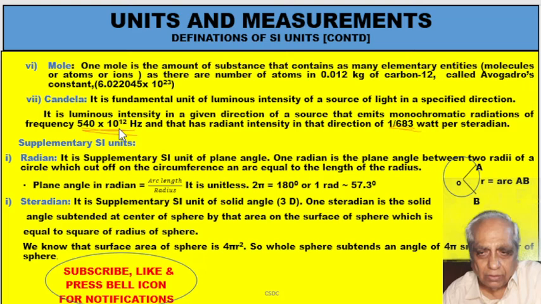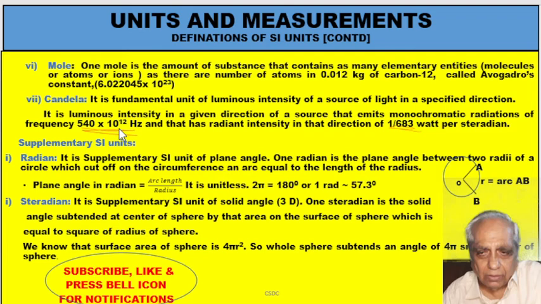Then supplementary units. This I explained to you, what is radian. Angle in radian is arc length upon radius. This formula you should learn. Isn't it? Radian is arc length upon radius. Arc length of a full circle is 2 pi r, so the angle is 2 pi. So 2 pi radian is 360 degree, so 1 radian will be 360 upon 2 pi. If you calculate, you get 57.3 degree.